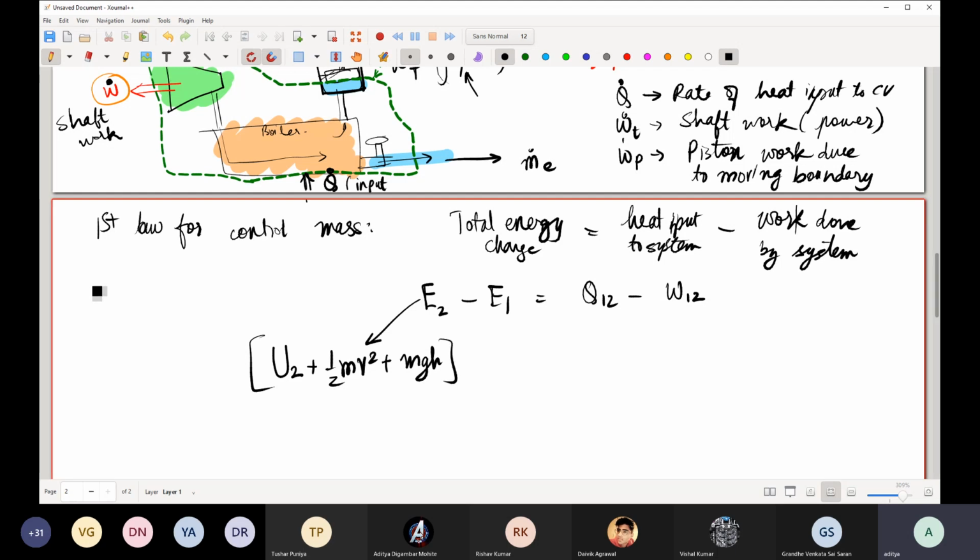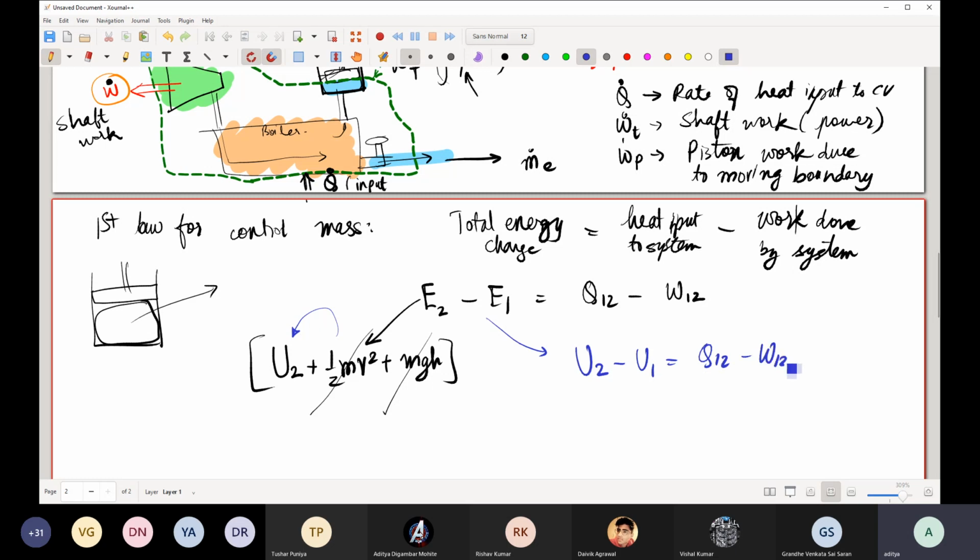But in all the problems where we had control masses, we had something like a piston cylinder arrangement. So this mass was not suddenly moving at a very high velocity, nor was the mass being elevated to a significant height. Because of this, the kinetic and potential contributions were neglected. They are not zero, but they are neglected in comparison to the actual change in internal energy. Therefore, we often wrote this as U2 minus U1 equal to Q12 minus W12. This is often what we wrote the first law for a control mass as. But one should always remember there is always a half mv square and an mgh.